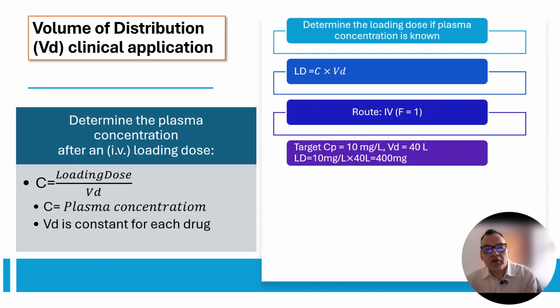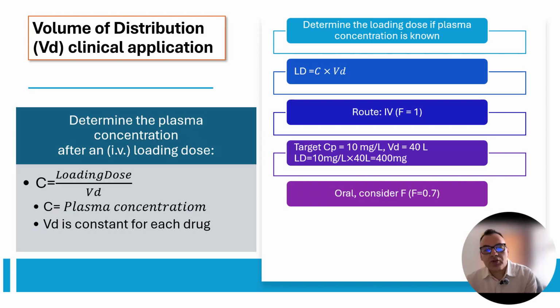If we have this working example, the target concentration is 10 milligram per liter and the volume of distribution is equal to 40 liter. To calculate the loading dose, we multiply the concentration by the Vd, which is 10 by 40. We will get 400 milligram. So we need 400 milligram to reach a concentration of 10 milligram per liter in the blood.